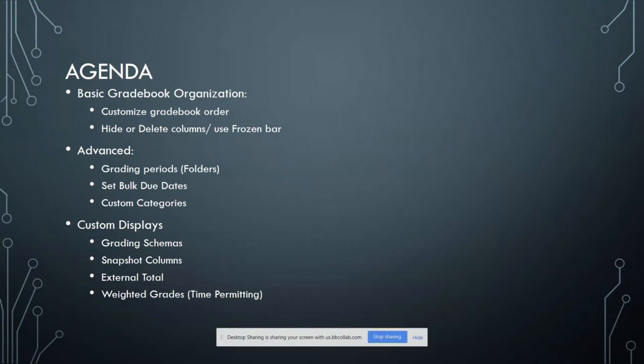And then finally, I want to switch over to things that are more student-centered, like some custom displays that I have for things like snapshot columns and grading schemas, and changing what the external total reads in the Blackboard dashboard that students see. And I probably will not talk about this too much now. I certainly won't show it, but about how to do weighted grades, since that was the thing that kind of put me on this whole path.